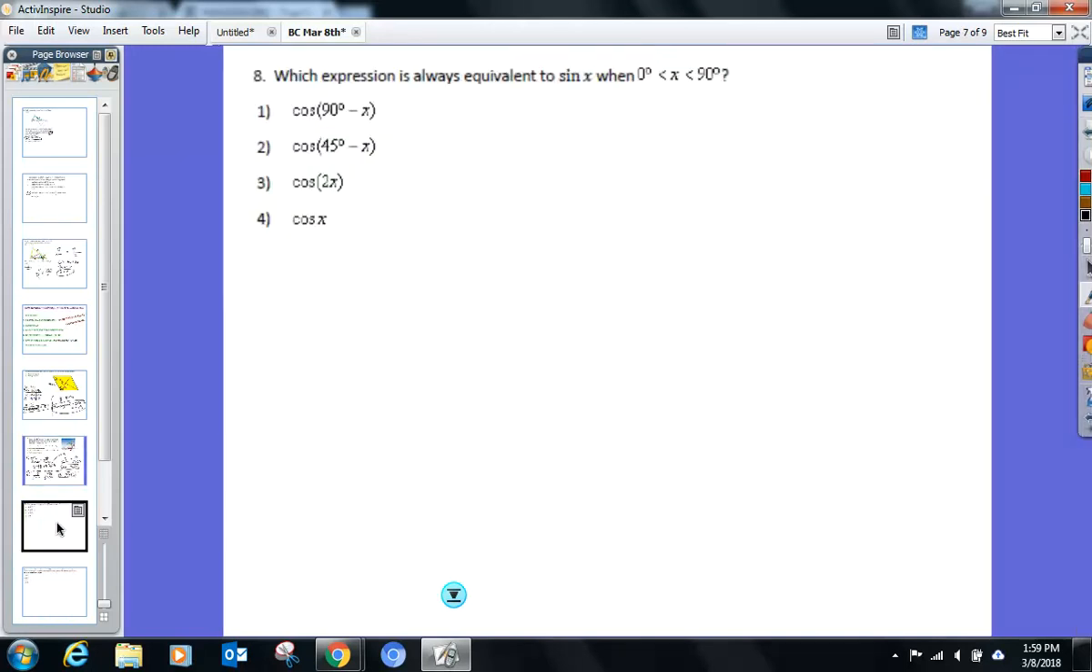Number 8. Which expression is always equivalent to sine x? And they give you this inequality here, which is angle x is between 0 and 90. That's another way of telling you that angle x is, if it's between 0 and 90, acute. It's an acute angle. All right.